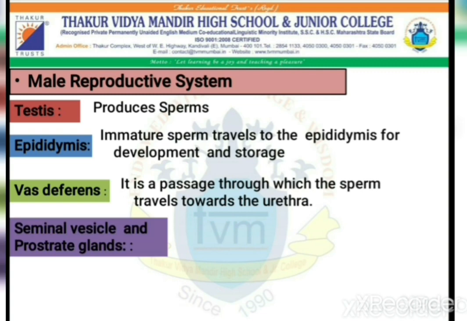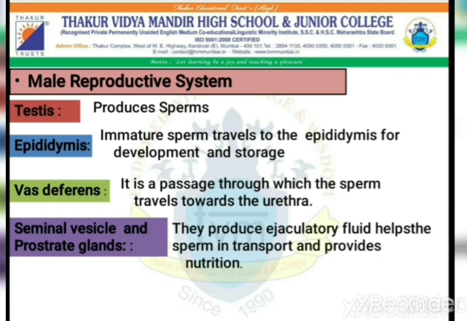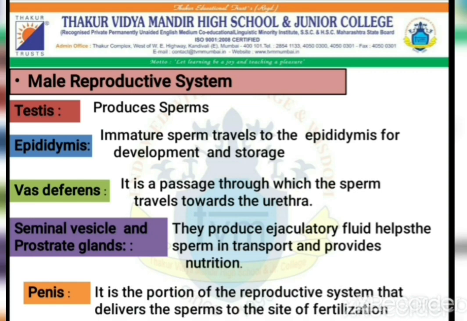The next part is called the seminal vesicle and prostate glands. Seminal vesicle and prostate glands produce an ejaculatory fluid which helps the sperm in transport and provides nourishment. The last part is the penis. The function of the penis is to deliver the sperm to the site of fertilization.